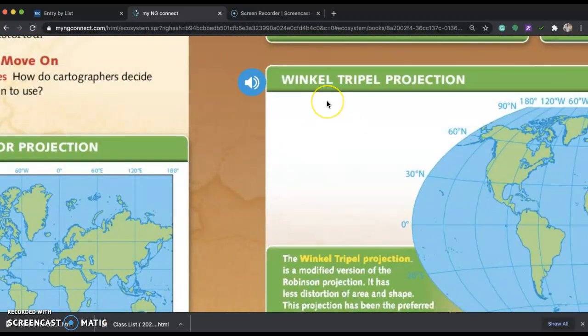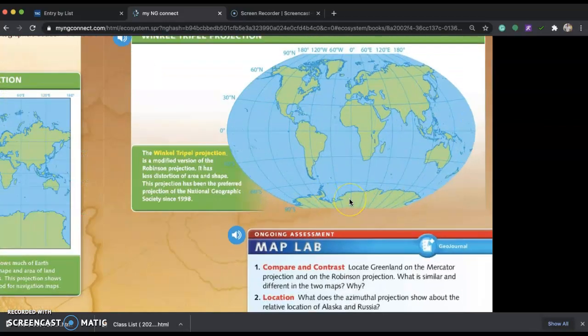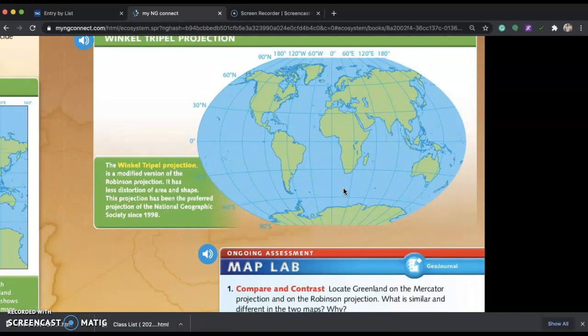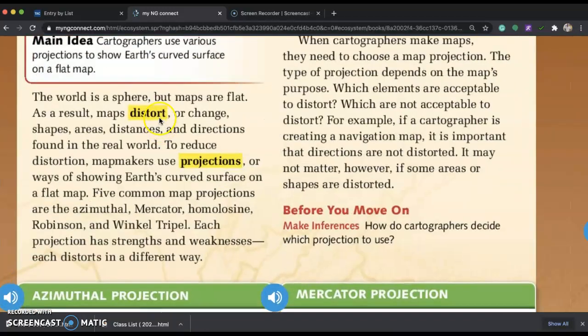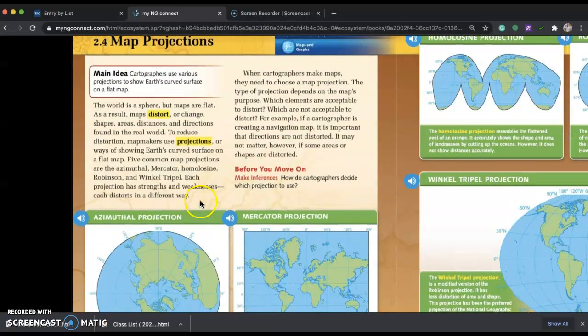So when we look at, for example, the Winkel Tripel projection, some of these continents look pretty good. But then if we take a look at Antarctica, we notice that it looks even perhaps larger than South America and North America put together, when in fact that is not the case. Okay, so it's stretching Antarctica at the bottom and making it really, really big. So distortion changes the way our Earth or a map looks on a two-dimensional flat map. Okay? Distortion.